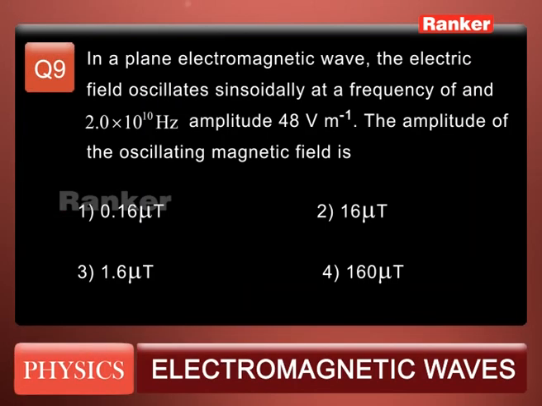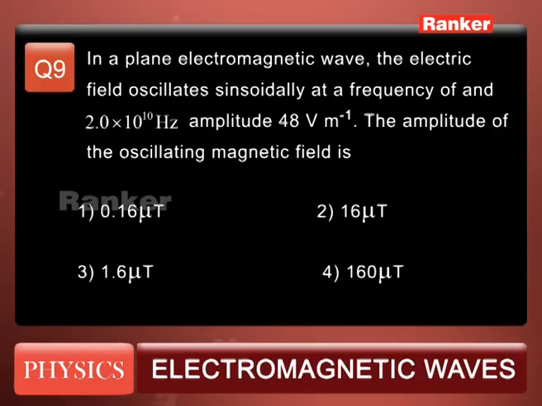Question number 9. In a plane electromagnetic wave, the electric field oscillates sinusoidally at a frequency of 2 into 10 power 10 Hz and amplitude 48 volt per meter. The amplitude of the oscillating magnetic field is: the first option 0.16 microtesla, second option 16 microtesla, third option 1.6 microtesla, and the fourth option 160 microtesla.